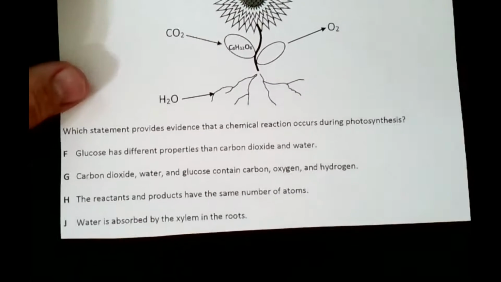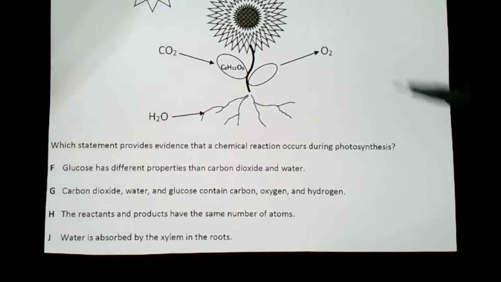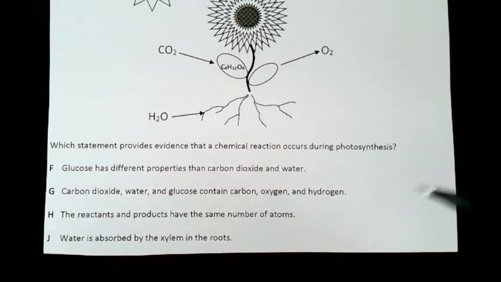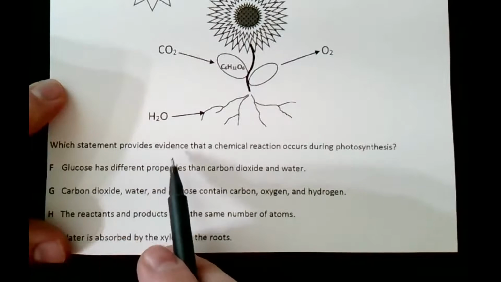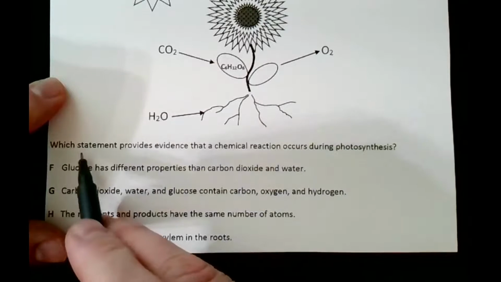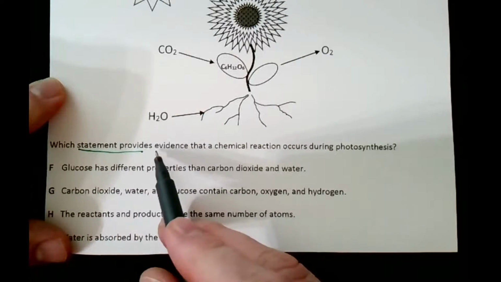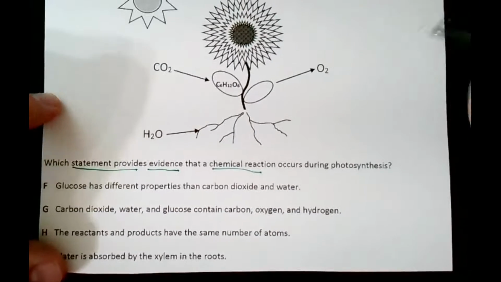Okay. Now let's look at each of these responses and let's break them down and see, do they actually answer the question? Remember, the question is, which statements provide evidence that a chemical reaction has occurred during photosynthesis? So we're looking at each statement, the evidence, and a chemical reaction. So let's review those one more time.